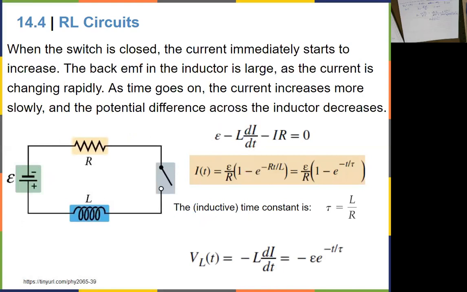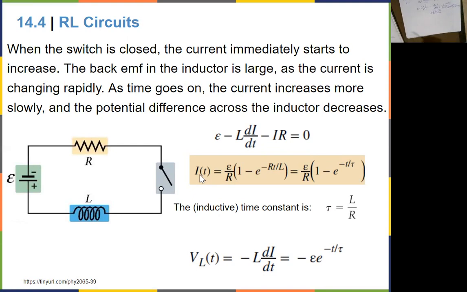Next we'll be looking at the RL circuit again. If you have a resistor in series with an inductor and you close the switch, you use Kirchhoff's rule. This is what you get: epsilon minus L di/dt minus I R equals 0. Now you can do integration to get the current.